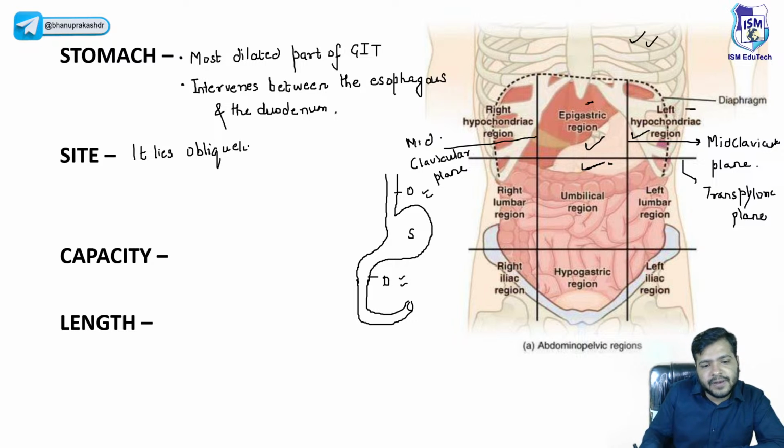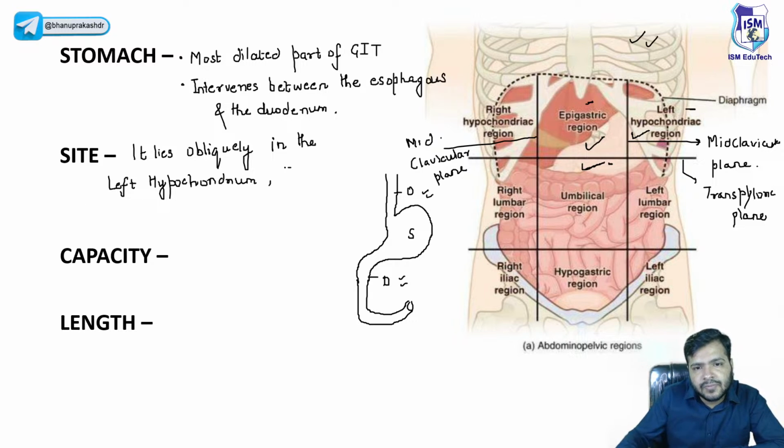It lies obliquely in the left hypochondrium. Epigastric. Yes, everyone is right, epigastric. And yes, it is the umbilical region.